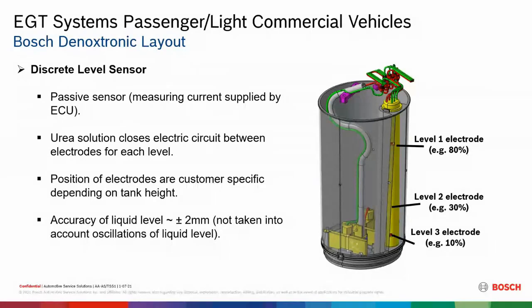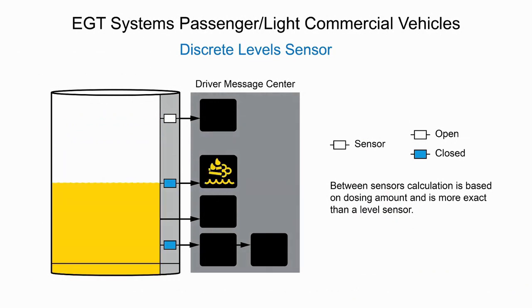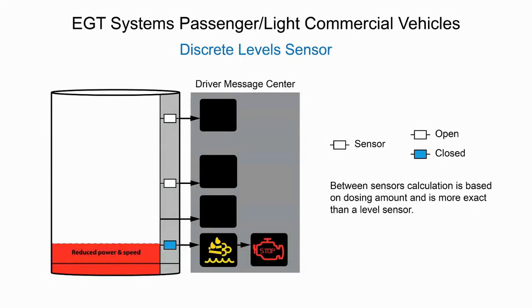So now let's take a look at one of these level senses. I'm going to run through this a couple times. So the senses you see in the middle there, when it's white, it's open. When it's blue, it's closed. We see no lights on at the top. We see a light come on halfway. About a third of the tank in different areas, it'll start flashing the DEF level light on the dash for the driver. Then when it drops down and the next sensor comes on, we're going to see that it's going to reduce the power and the speed of the vehicle.